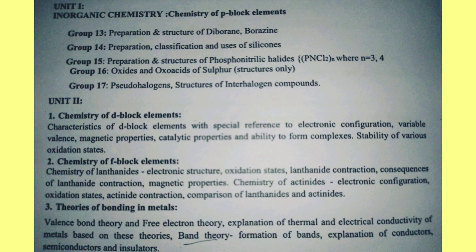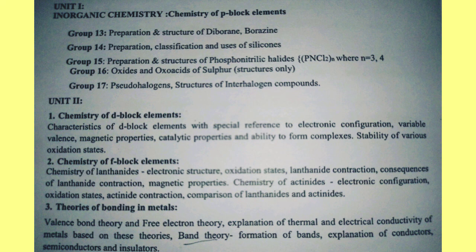Here the total discussion about the D block elements covers electronic configuration, valency state, magnetic properties, catalytic properties, ability to form complexes, and stability of the various oxidation states. And the second part of unit 2, chemistry of F block elements. Here similarly to D block elements, oxidation state and magnetic properties.